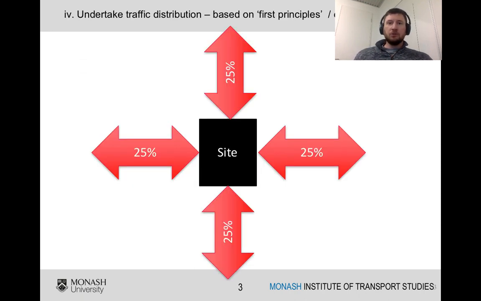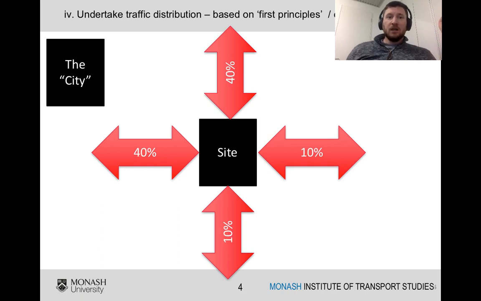Well, one really simple way of doing it is to estimate that maybe about a quarter of them are going to go north, a quarter of them are going to go east, a quarter of them are going to go south, etc. That's a pretty simple way of doing it, and hey, that might work in some approaches. It's a pretty rough estimate, but it's probably not going to be too far off the mark.